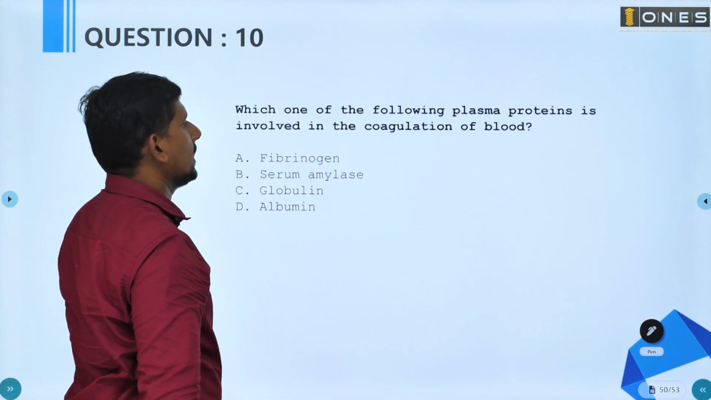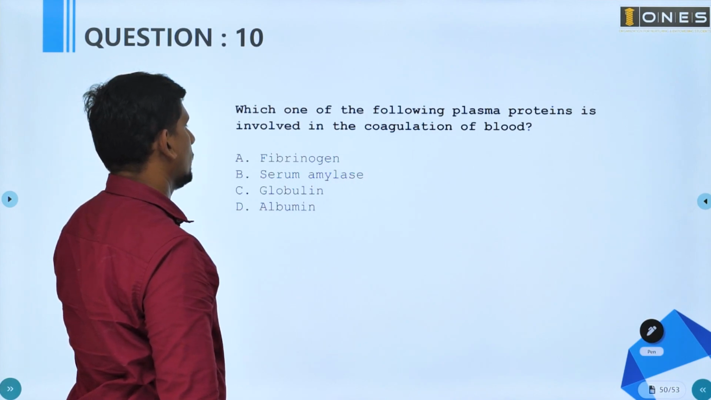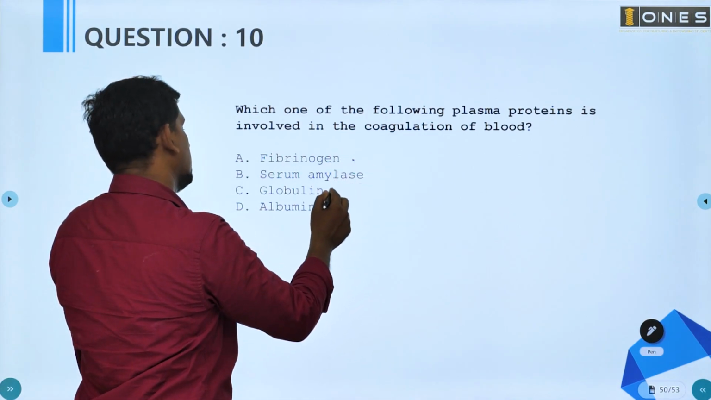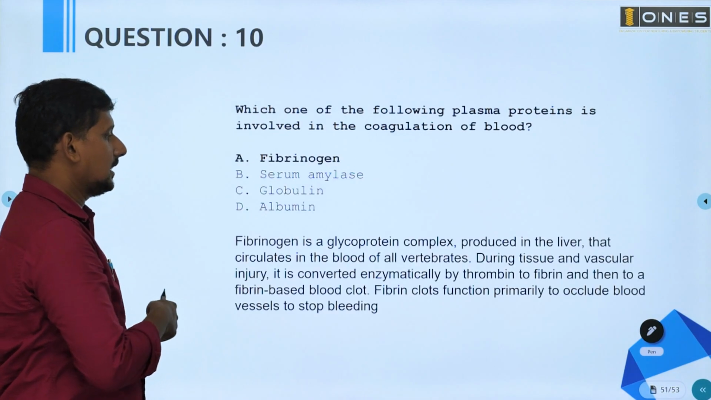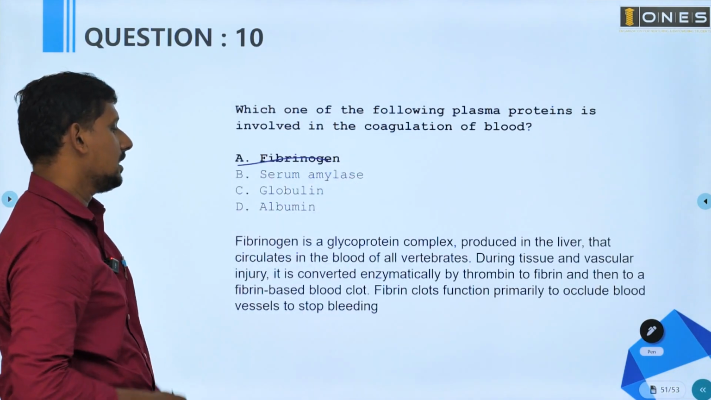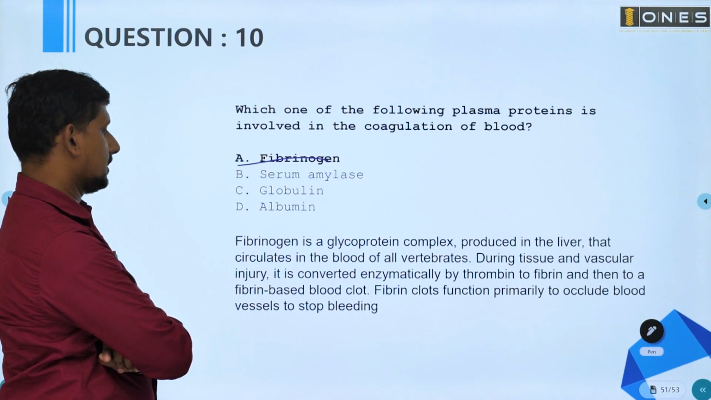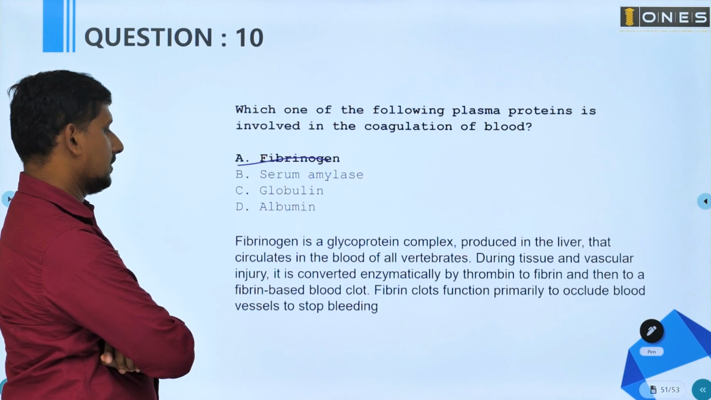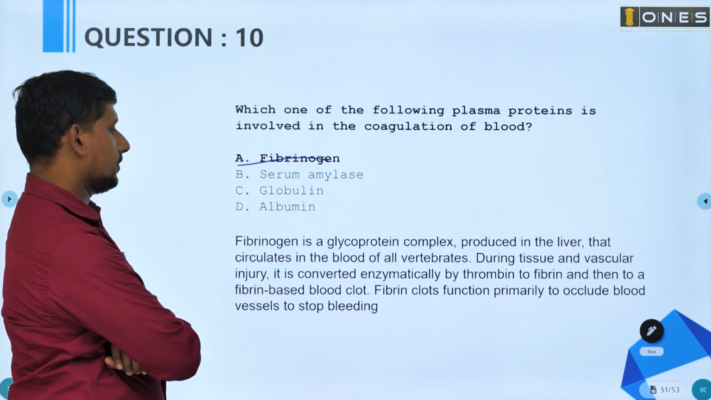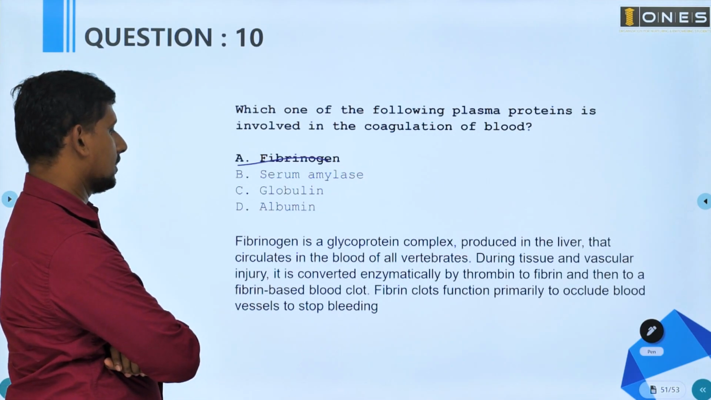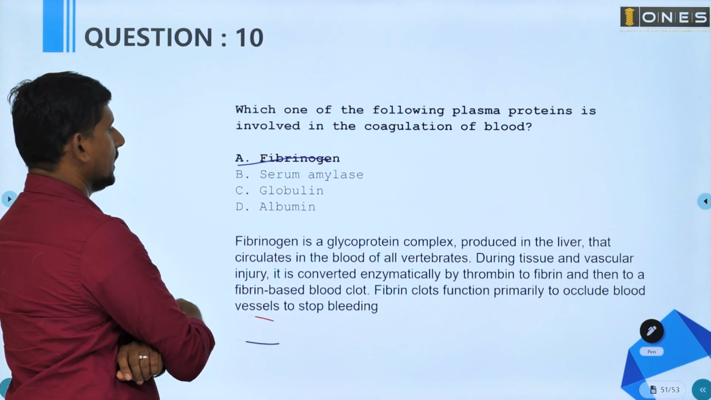Which one of the following plasma proteins is involved in the coagulation of blood? Fibrinogen, serum amylase, globulin, albumin. So the right answer is fibrinogen. Fibrinogen is a glycoprotein complex produced in the liver that circulates in the blood of all vertebrates. During tissue and vascular injury, it is converted enzymatically by thrombin to fibrin and then to a fibrin-based blood clot. Fibrin clots function primarily to occlude blood vessels to stop bleeding.